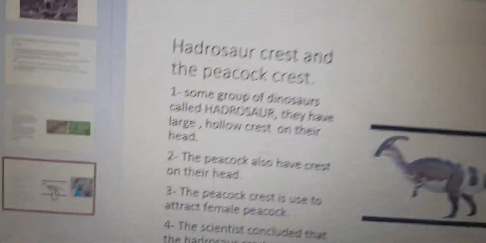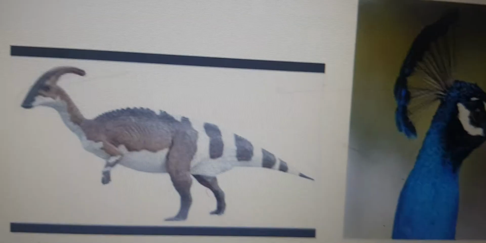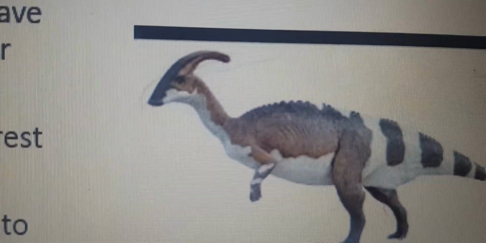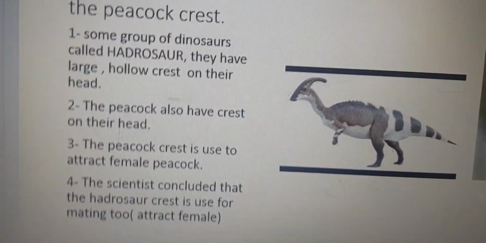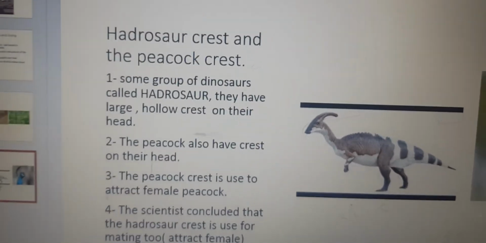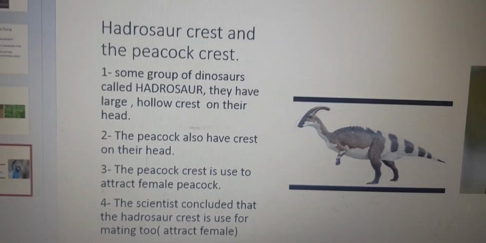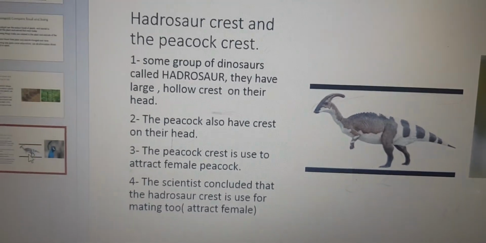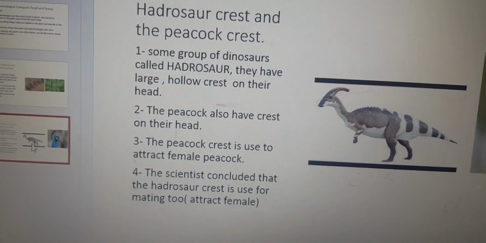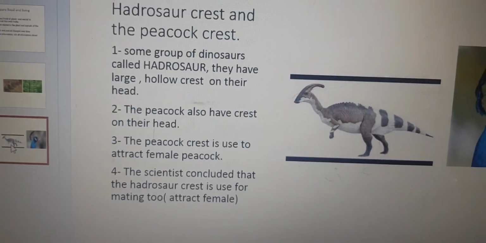So the scientists, the paleontologists, came to a conclusion that the hadrosaur also used the crest on its head to attract females. And I was asked a very brilliant question today: apart from the hadrosaur using the hollow crest to attract females, what other things does it use it for? And someone told me that they can also use it to protect themselves from predators. This is a very, very brilliant idea.